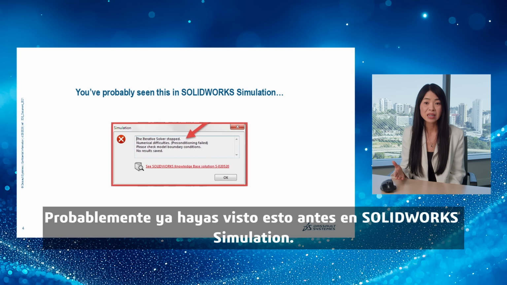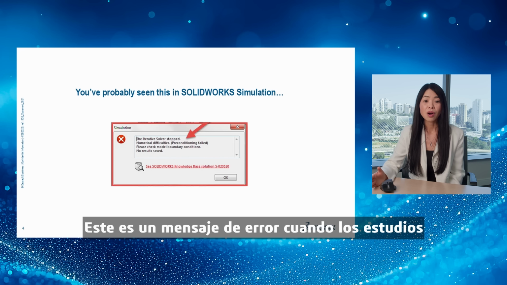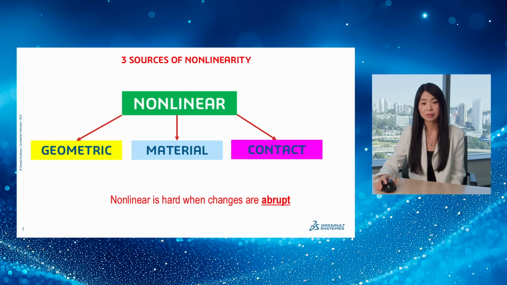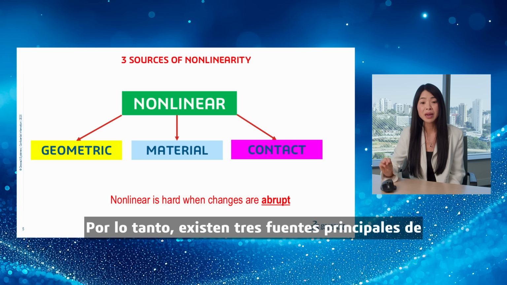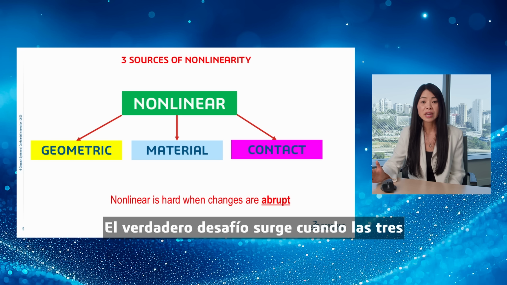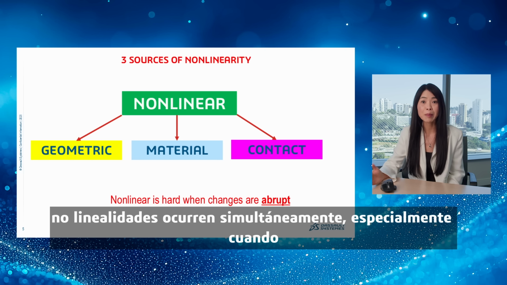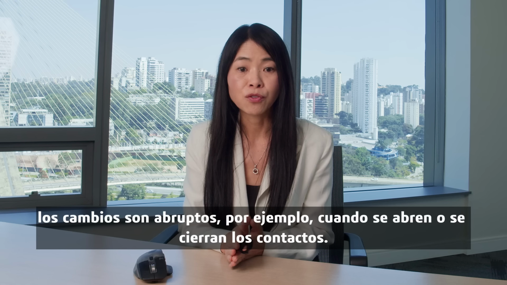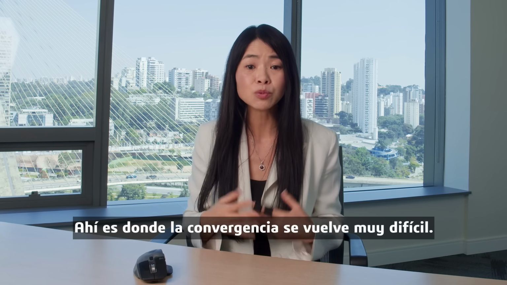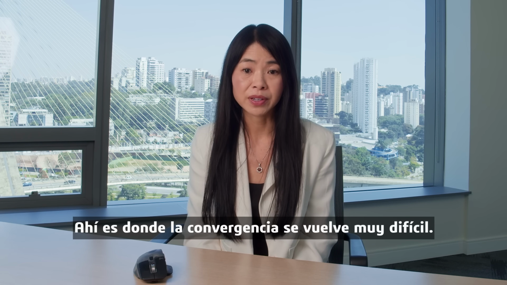You've probably seen this in SolidWorks simulation. This is an error message when nonlinear studies are not converging. So there are 3 main sources of nonlinearities: geometry, contact, and material. The real challenge is when all 3 nonlinearities happen at the same time, especially when changes are abrupt. For example, when contacts open or close. That's when convergence becomes very difficult.